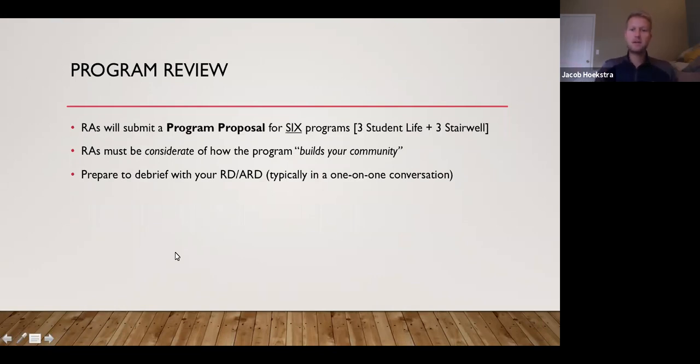Afterwards, talking about program review and just a quick recap of what we've talked about so far. RAs submit the program proposal for the 6 programs each semester, 3 that are partnered with other student life departments, and 3 that are individual, for yourself or partnering with other RAs. RAs must be considerate of how the program builds your community and be prepared to debrief with your RD or ARD, again, typically in that one-on-one conversation format.